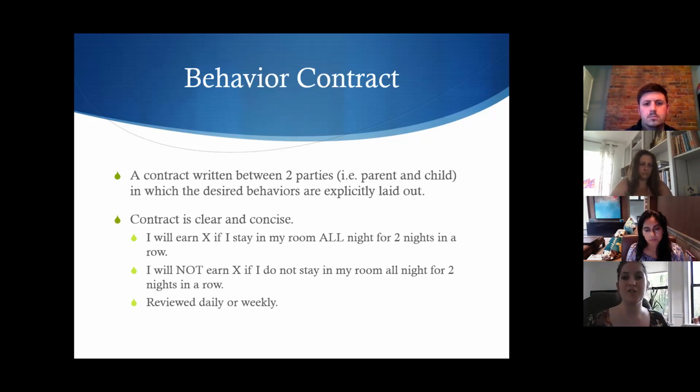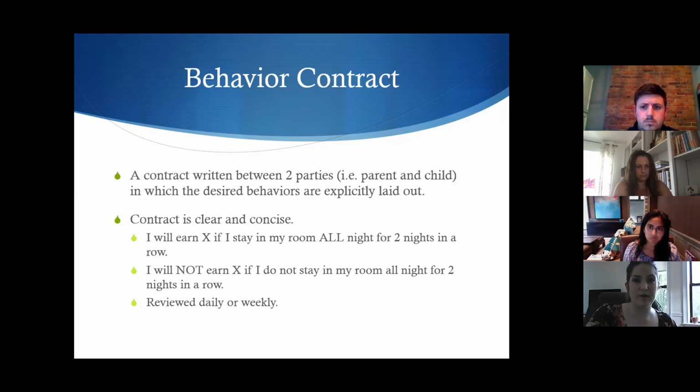But essentially the contract should be clear, concise, and lay out exactly what the desired behaviors are, and what's going to happen if the child follows through, as well as what's going to happen if the child doesn't follow through. So: I will earn iPad time if I stay in my room all night for 2 nights in a row. I will not earn iPad time if I do not stay in my room all night for 2 nights in a row. And it can be as simple as that. It can be reviewed each day or each week.